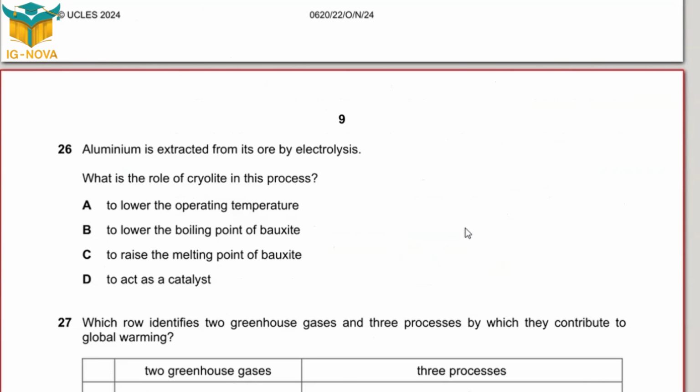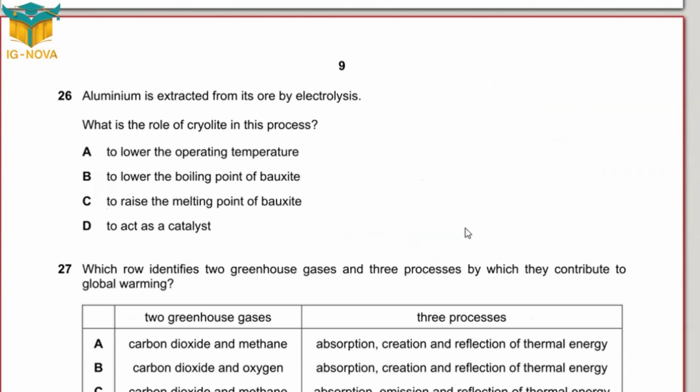Aluminum is extracted from its ore by electrolysis. What is the role of cryolite? Cryolite is to lower the operating temperature. Fact.